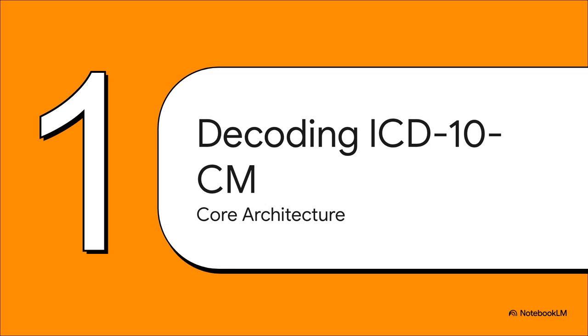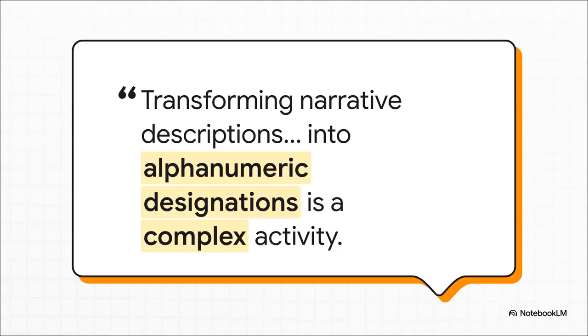To really speak this language, we first need to understand its core architecture. Now, our source material explicitly states, transforming verbal or narrative descriptions of diseases, injuries, conditions, and procedures into alphanumeric designations is a complex activity. And yeah, they hit the nail on the head. It is highly complex. But mastering these official conventions is the absolute key to accurate ethical coding. This isn't just about picking a code that looks kinda right. It's about strictly following a rigorous, standardized set of rules.